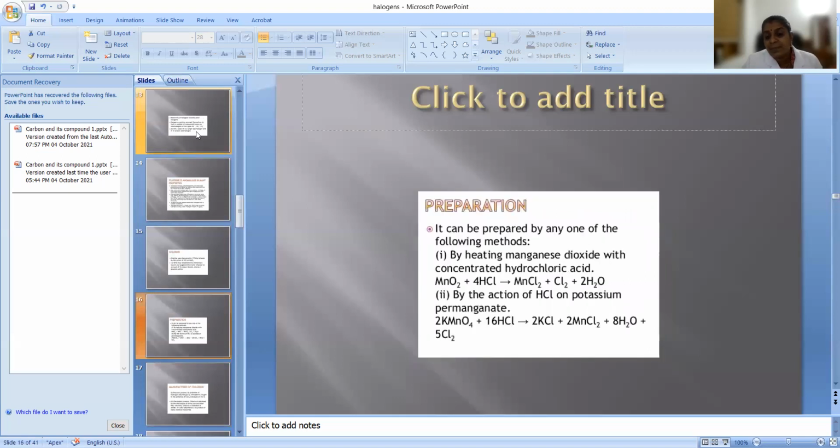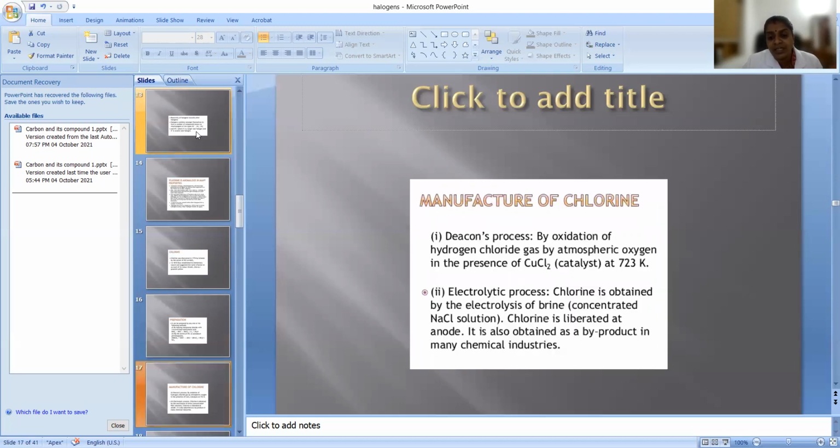It can be prepared from manganese oxide. When reacted with HCl, we will get manganese chloride plus chlorine plus water. Also, potassium permanganate, when reacted with HCl, gives chlorine. This is the method of preparation.